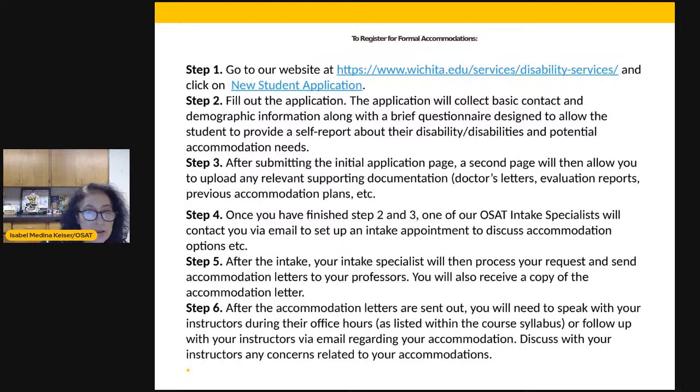After that, the intake specialist processes the accommodation letters and sends them to the professor, but the student will also receive a copy of that accommodation letter. After the accommodation letters are sent out, the student will need to talk to their instructors, maybe email and just say, hey, this is what's going on.